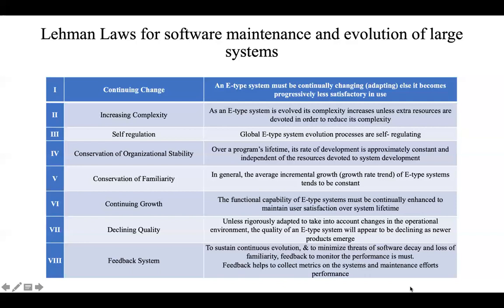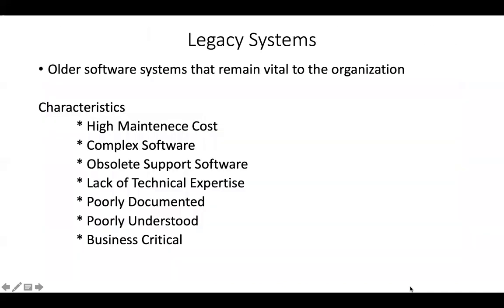The eighth one is the law of feedback system. To sustain continuous evolution, to minimize threats of software decay or loss of familiarity or any sort of issues, we need to monitor the performance, and need to have feedback to monitor the performance. Feedback generally helps to collect the metrics on the system and maintenance efforts performance. So these were Lehman's laws.